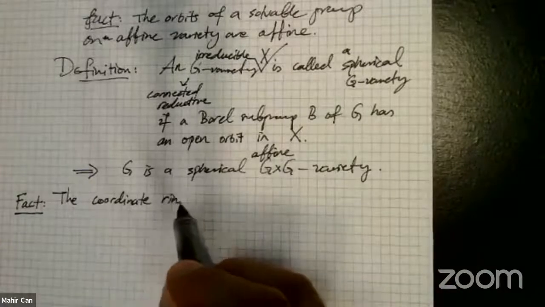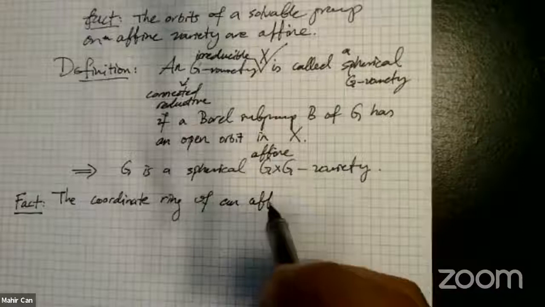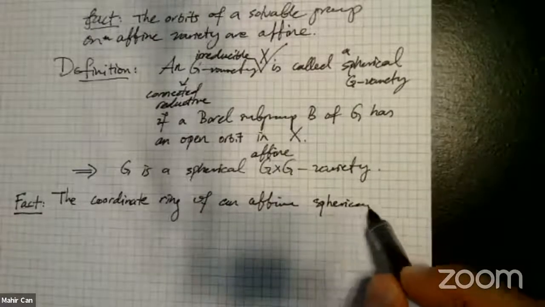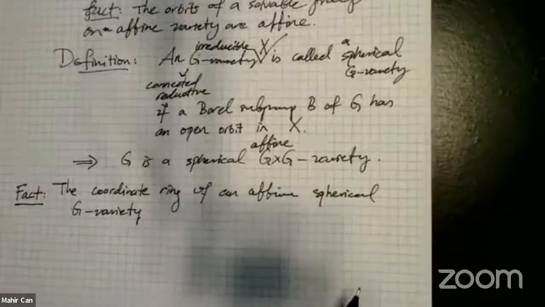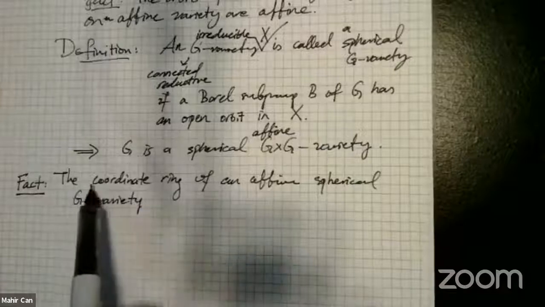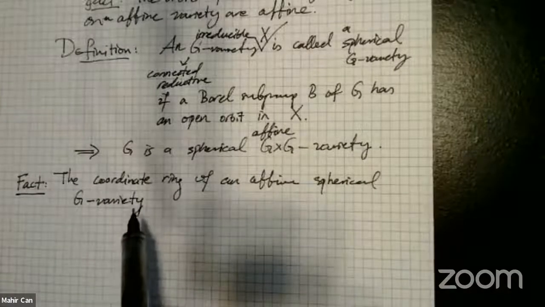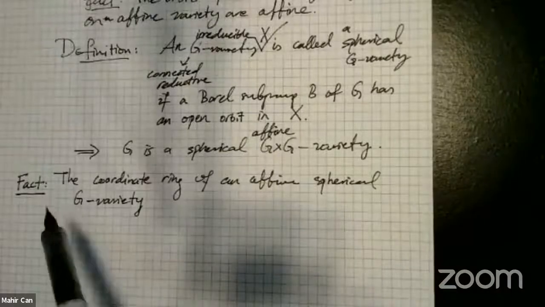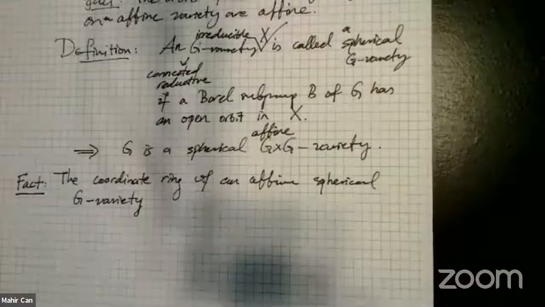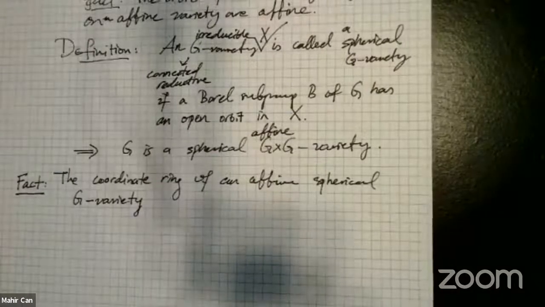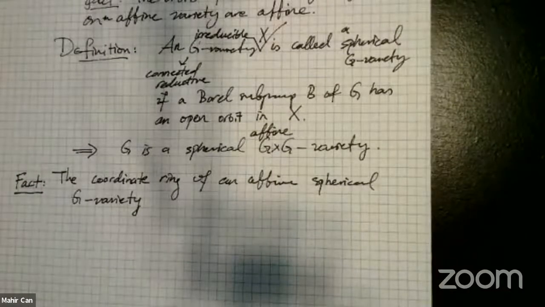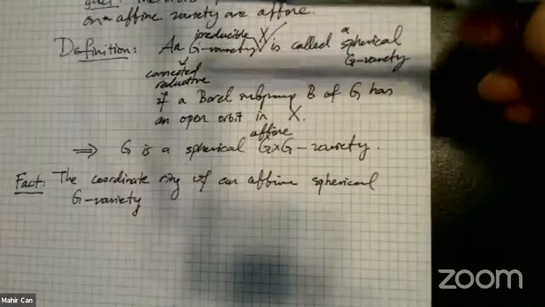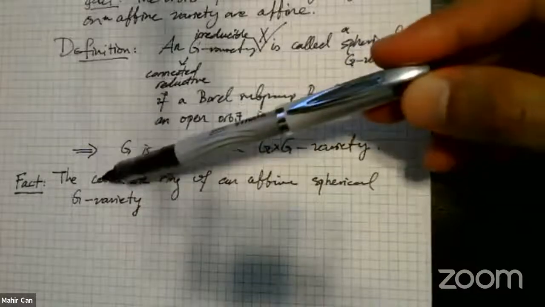The coordinate ring of an affine spherical G variety, of course, is an infinite dimensional vector space. It's a polynomial algebra in general. It still admits a G action, because G acts on the variety X, therefore it acts on the polynomial functions on the variety. Even though it's an infinite dimensional vector space, it's locally finite, meaning that we can write it as a direct sum of finite dimensional sub-representations.